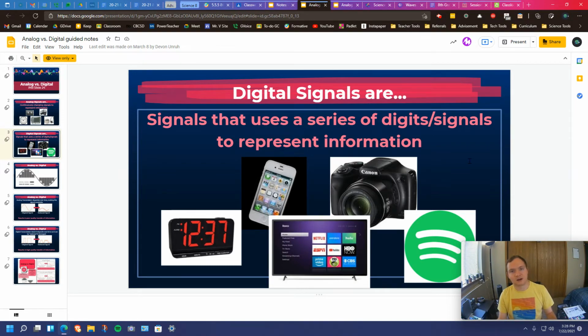That Spotify song, if you think of a record or even a CD, it's not a certain spiral pattern on my record or my CD. It's computer code. That song's been digitized, and that's how I stream it to listen to it. So those use digits, computer code, to represent information. That's the difference between the two. One uses computer code and one doesn't. It uses essentially waves.